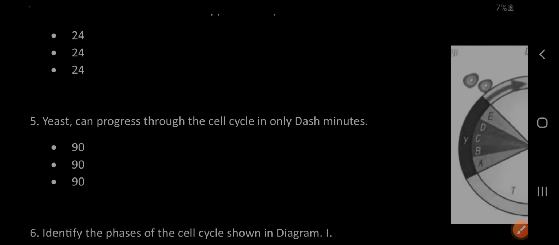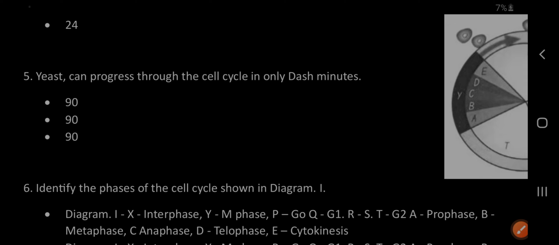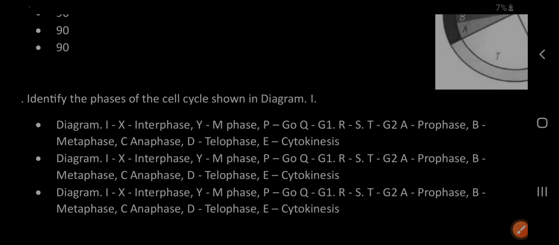Each can progress through the cell cycle in only dash minutes. 90 minutes. Identify the phase of the cell cycle shown in diagram 1.